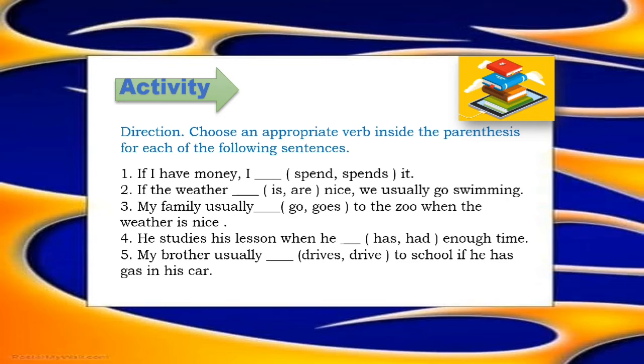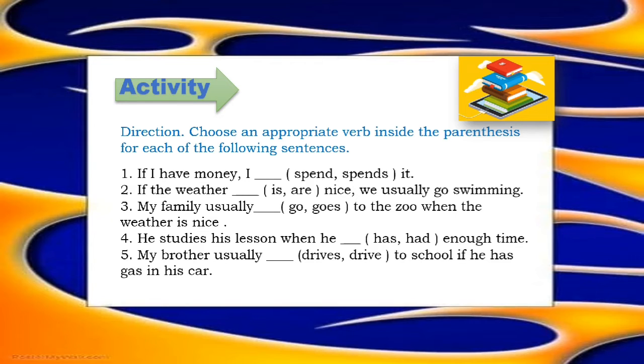Choose an appropriate verb for each of the following sentences. Number one: I spend money. Number two: the weather is nice. Number three: my family usually goes to the zoo when the weather is nice. Number four: he studies his lesson when he has enough time.